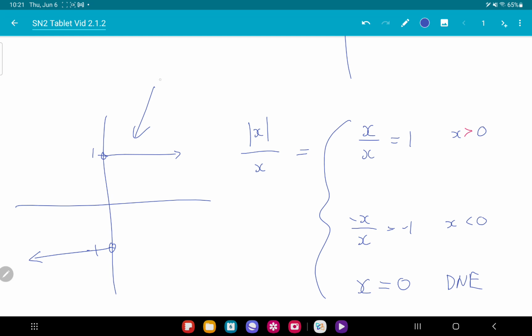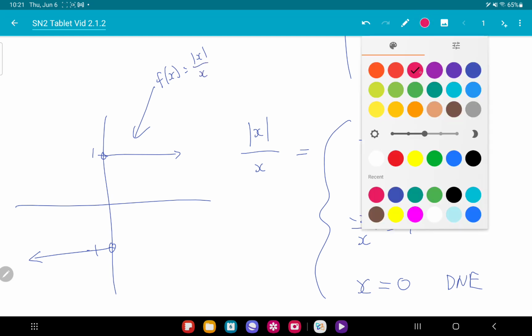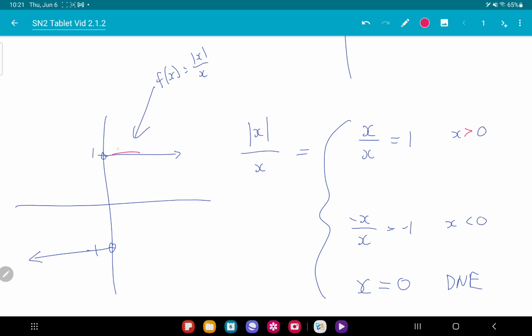Label that. Let's say f of x is absolute value of x over x. Okay, so from this picture, we can clearly see that the right-hand limit and the left-hand limit do not agree. So therefore, the limit as x goes to 0 of this funny quotient does not exist.